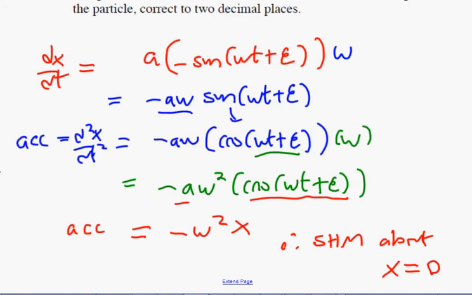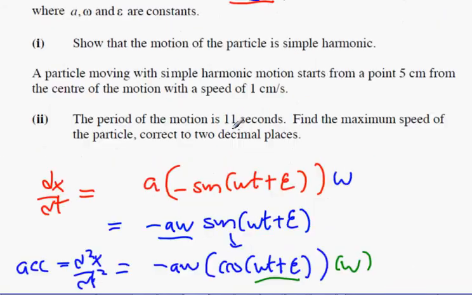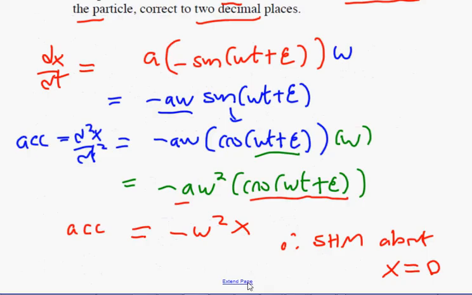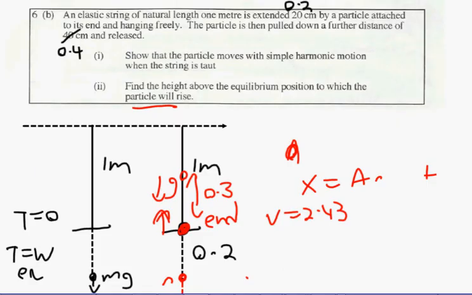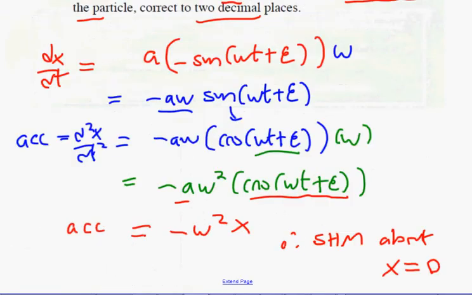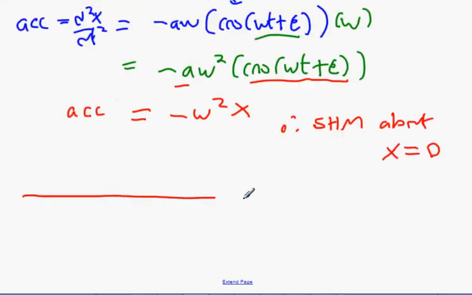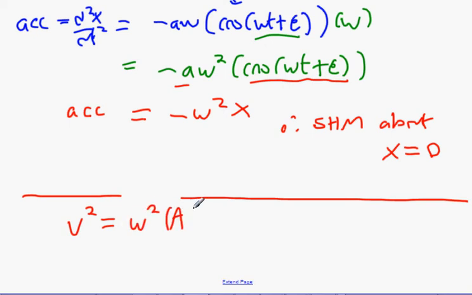Okay. Next part. If the period of motion is 11 seconds, find the maximum speed of the particle, correct to 2 decimal places. Now, there's a trick in this. The trick is that the maximum speed isn't in your notes. Okay, so what you would get is v squared equals w squared into a squared minus x squared.